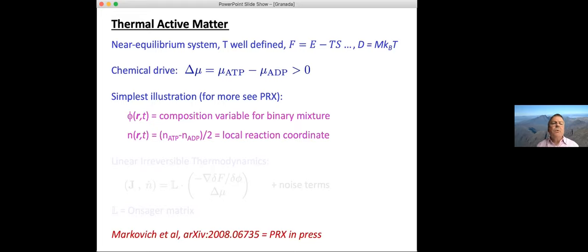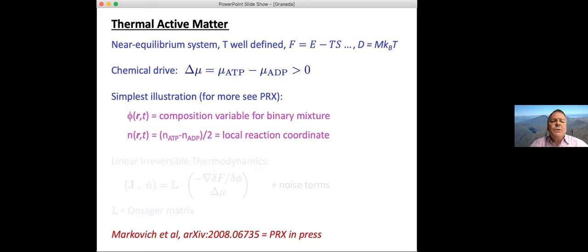So as a simple illustration of this, and there are more illustrations in this Markovich et al. paper, let's take a system which has a scalar composition variable, so it does a phase separation. But this phase separation is being driven by some chemistry, which is dependent on a drive, which is delta mu. And I need a reaction coordinate. It turns out the convenient thing is something like a local density of ATP minus ADP, divided by 2 for trivial reasons.